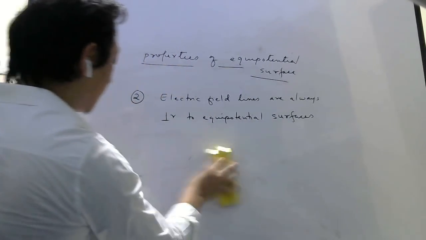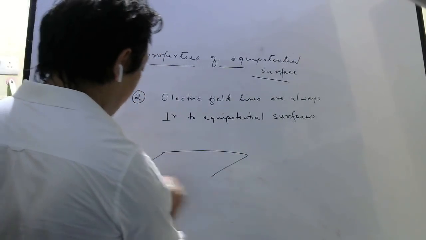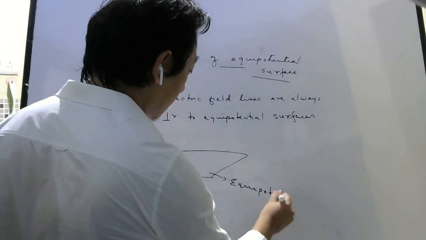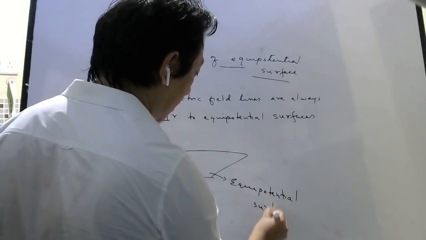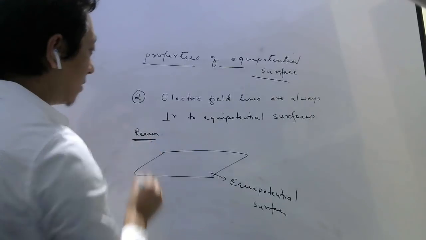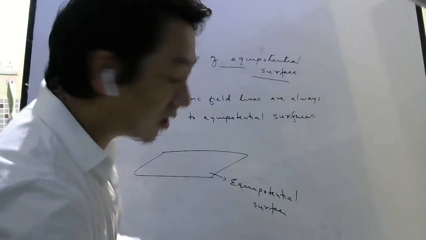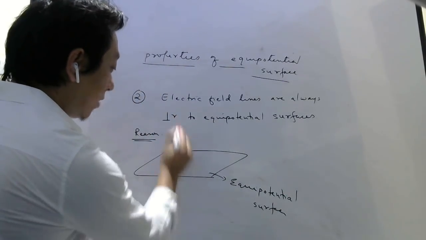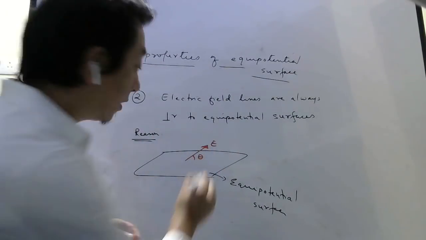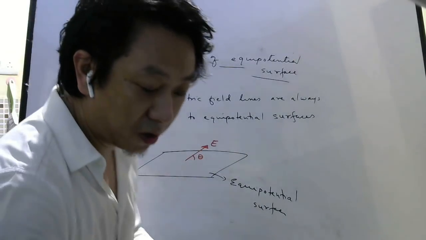Okay, so look carefully. Imagine this is your equipotential surface. Again, the reason and all is important for your understanding. For exam purpose, just remember this property. Now imagine this is your equipotential surface. Now think, the electric field is not perpendicular, but suppose it is like this at some angle theta. Then you can divide this electric field into two components. From vector knowledge you know that, right?